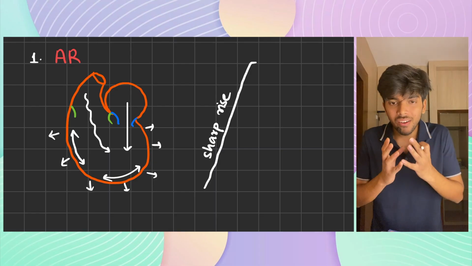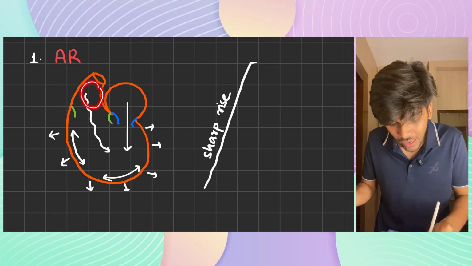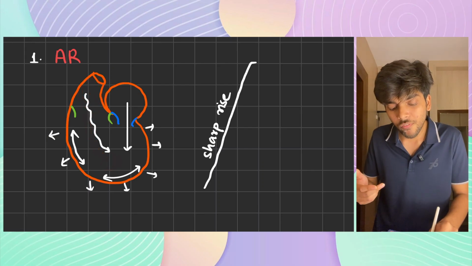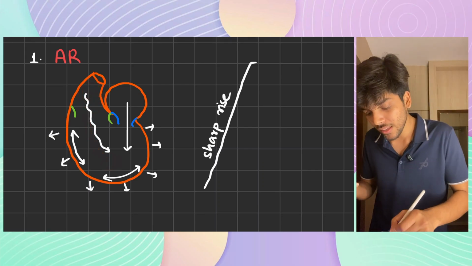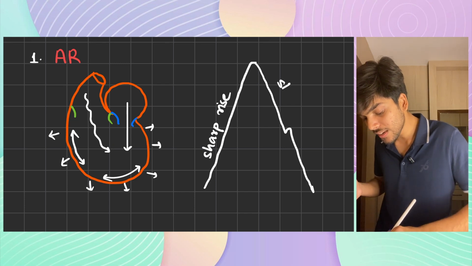But then when the ventricle relaxes, the blood from the aorta regurgitates back. As a result, there is a sudden fall in pressure inside the aorta. There is a sharp fall as well. There is a sharp rise and a sharp fall.